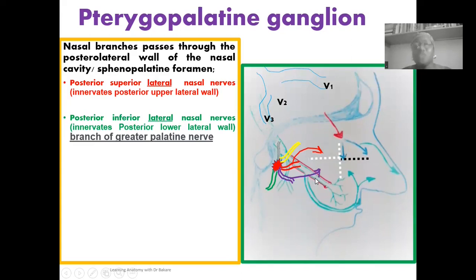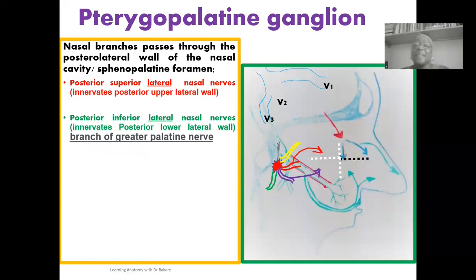So you have the posterior inferior lateral nasal nerve supplying the posterior inferior part of the lateral wall of the nasal cavity, just as the name implies. But it's good for us to know that the posterior inferior lateral nasal nerve is not a nasal branch. It is from the greater palatine nerve. So it is the greater palatine nerve that gives off the posterior inferior lateral nasal branch to supply the posterior inferior part of the lateral wall of the nasal cavity. So it's good for us to be able to establish this in case we're asked during examination.